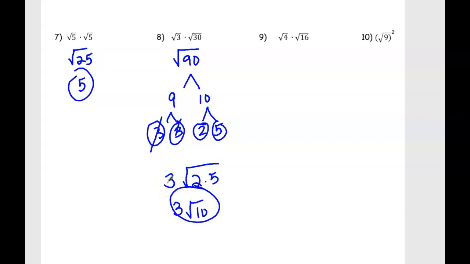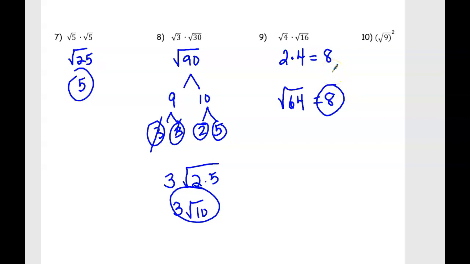Okay, number 9, they're both perfect squares. So the square root of 4 is 2. The square root of 16 is 4. 2 times 4 is 8. Or you could have done it the other way and multiplied it, and if you did that, you would just get the square root of 64, which is also 8. So either way, your answer is 8.